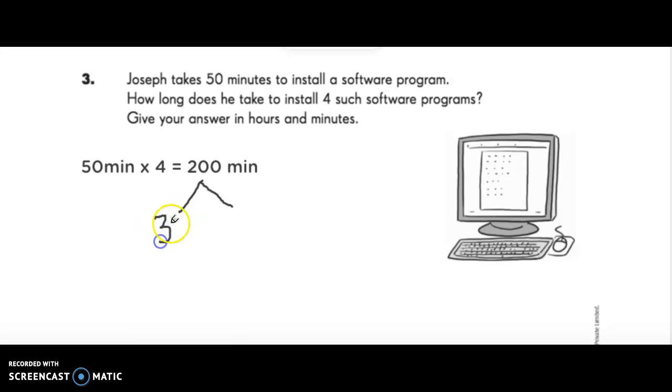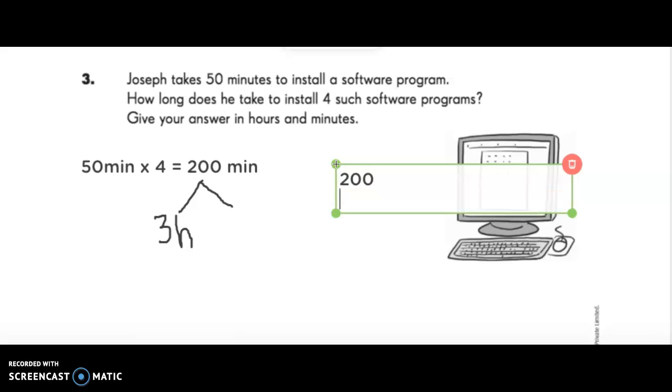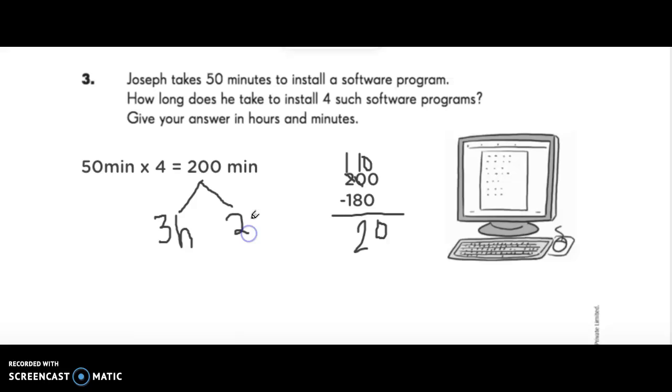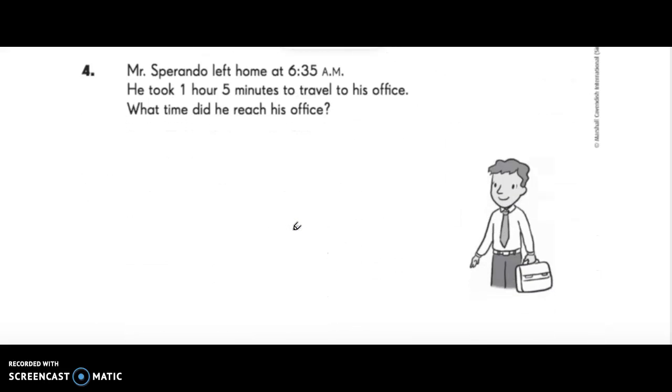So we are going to pull out 3 hours, and then what we're doing is 3 hours is 180 minutes, so we're going to subtract in order to figure out how many minutes are left. If you could just count up, that's totally fine, but sometimes it helps to do the actual subtraction to get 3 hours and 20 minutes as your final answer for that.